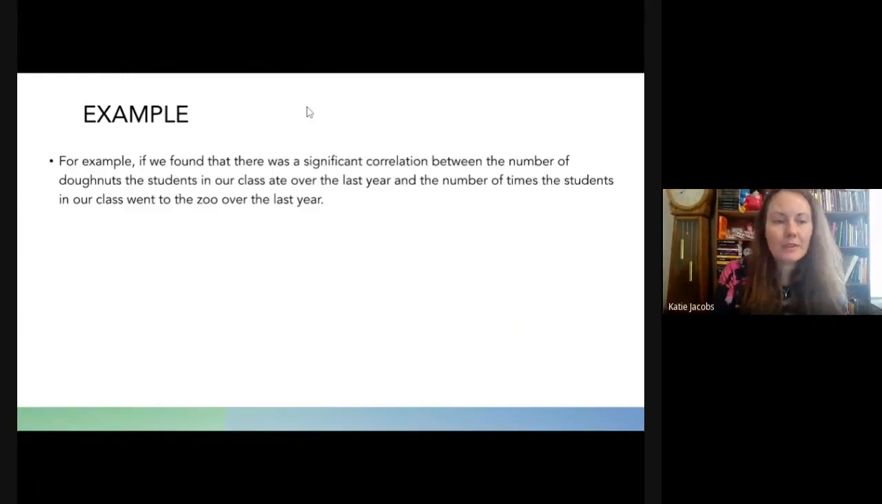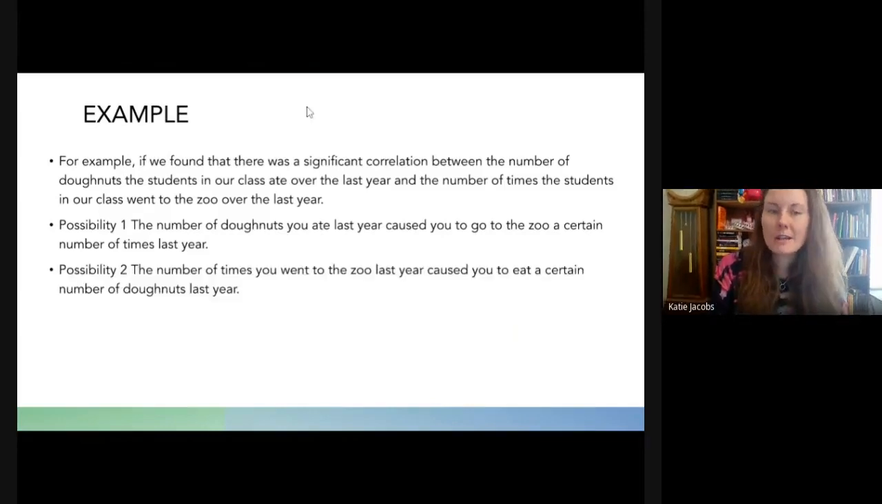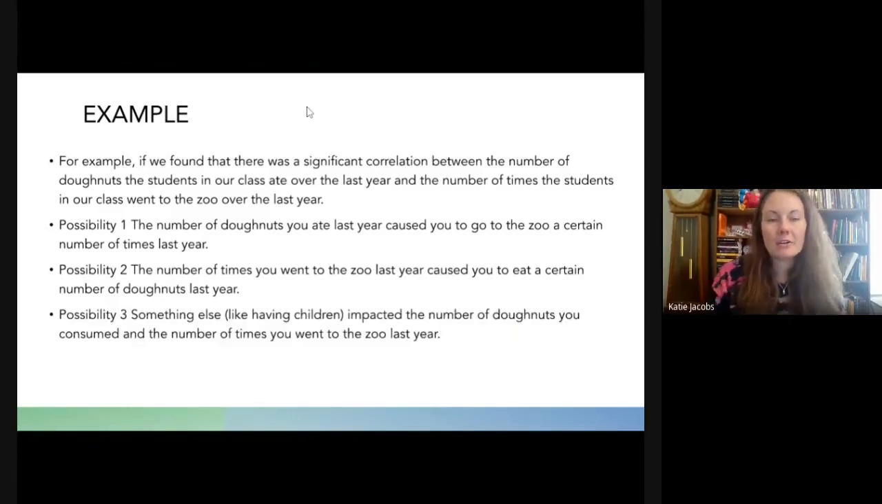All right. So for example, if we found that there was a significant correlation between the number of donuts the students in our class ate over the last year and the number of times the students in our class went to the zoo over the last year, there's a number of things that could be happening there, right? So one possibility could be that the number of donuts you ate last year caused you to go to the zoo a certain number of times, right? Another possibility could be the number of times you went to the zoo last year caused you to eat a certain number of donuts last year. A third possibility, though, is something else, like having children, impacted the number of donuts you consumed and the number of times you went to the zoo last year. When we do a correlation, we don't know which one of those possibilities it is.